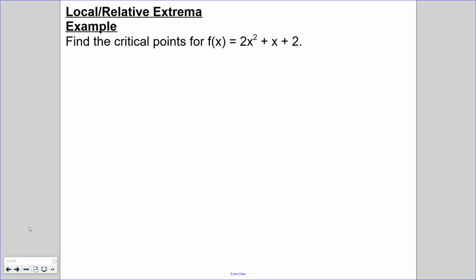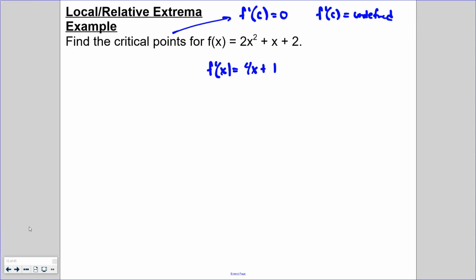Alright, so here, nice simple example. We want to find the critical points for f of x equals 2x squared plus x plus 2. Now, we're looking for the critical points. And as we had just talked about in the last slide, we know that critical points are where our derivative, f prime of c, is going to equal 0, or where f prime of c is undefined. So, probably the first thing we should do is find the derivative. We can take the derivative of our function. f prime of x is going to be 4x plus 1.